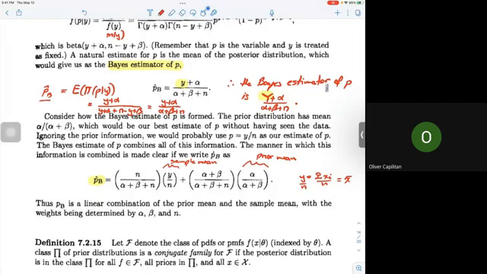And then the weights being determined by alpha plus beta plus n. So in other words, our base estimate, this part here, we can express as a linear combination of the prior mean and the sample mean.